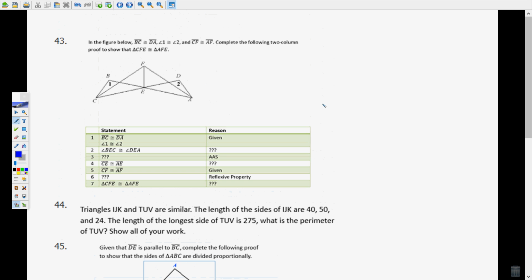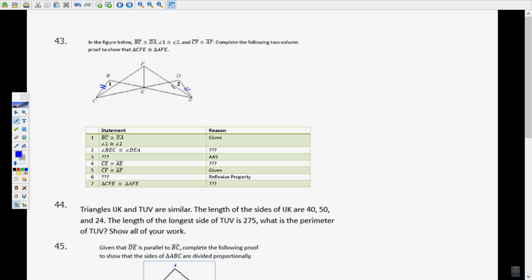Number 43. In the figure below, segment BC is congruent to segment DA. Angle 1 is congruent to angle 2. CF is equal to AF. Complete the following two-column proof to show that triangle CFE, this one here on the left, is congruent to triangle AFE. Let me mark those parts and pieces. We have segment BC, oh, tricky, is congruent to segment DA.